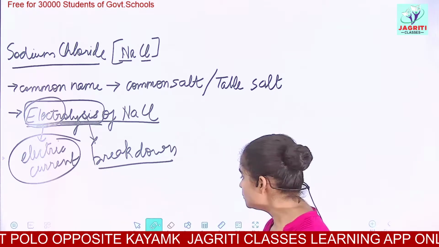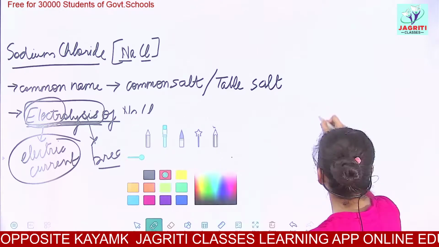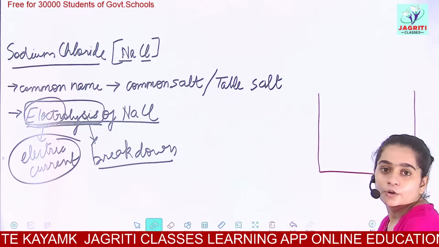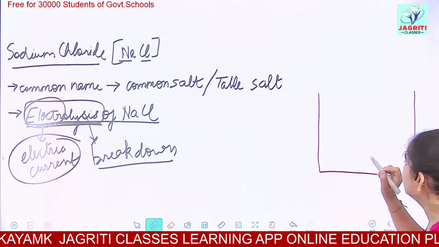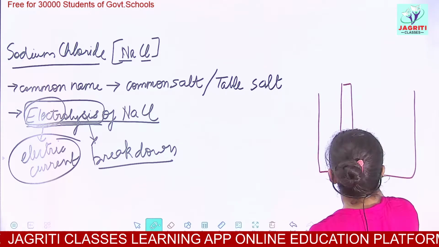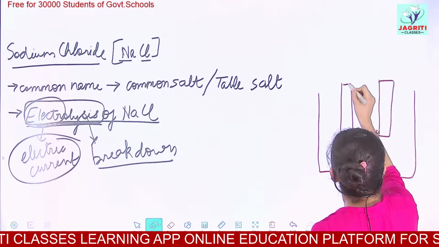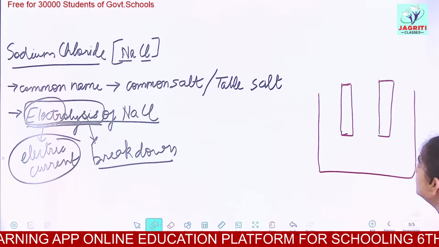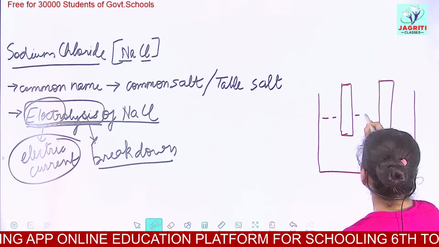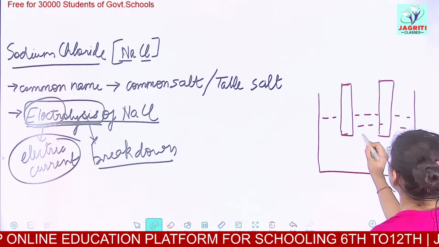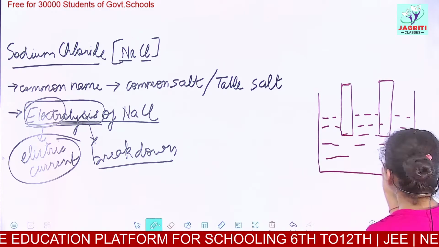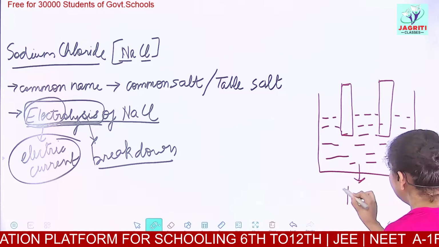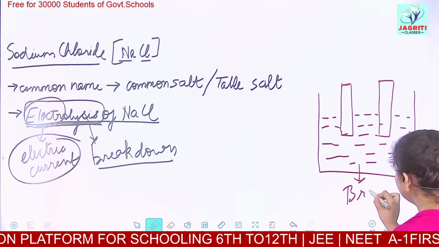So for understanding electrolysis, let us draw an apparatus diagram. We take a beaker and we take two electrodes. Electrodes are nothing but rods made up of carbon compounds. So we have here two electrodes. We fill this beaker with our NaCl solution. Or particularly, it is given that we have incorporated a brine solution here.